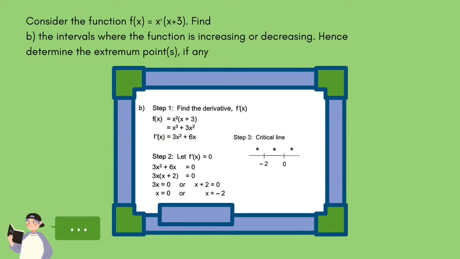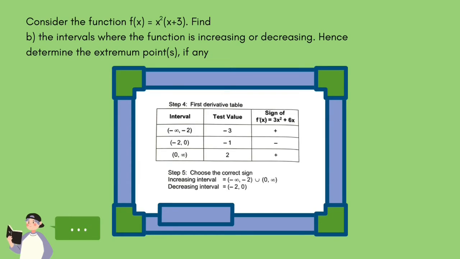So, we move on to B question. Step 1. Find the derivative, f prime x. F prime x is equal to 3x squared plus 6x. Step 2. Let f prime x equal to 0. Step 3. Critical line. Draw the critical line just like in the diagram.